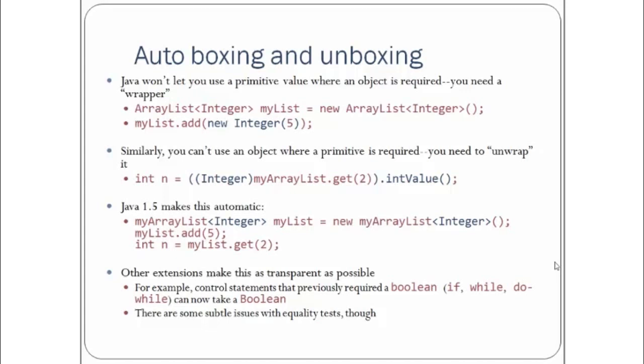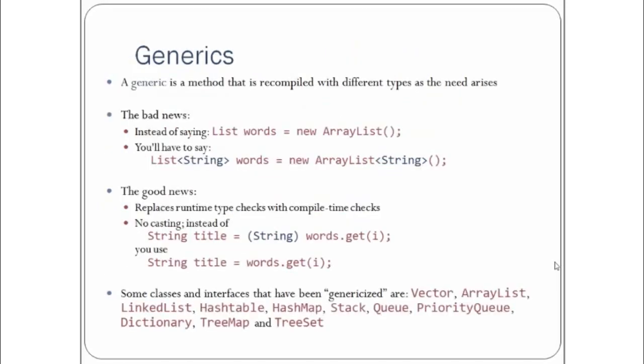For example, control statements that previously required a boolean, if, while, do while, can now take a Boolean also. There are some subtle differences or issues with the equality test though, and we see that. Okay, so this was something we talked about, autoboxing and unboxing, how generics is related to that. But as per the definition, what is generics? Well, a generic is a method that is recompiled with different types as need arises.